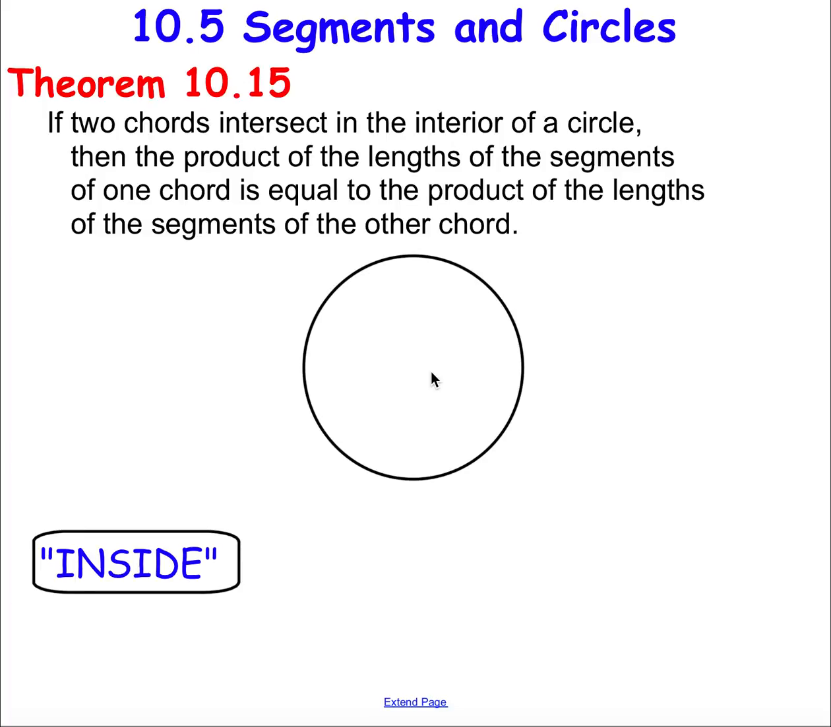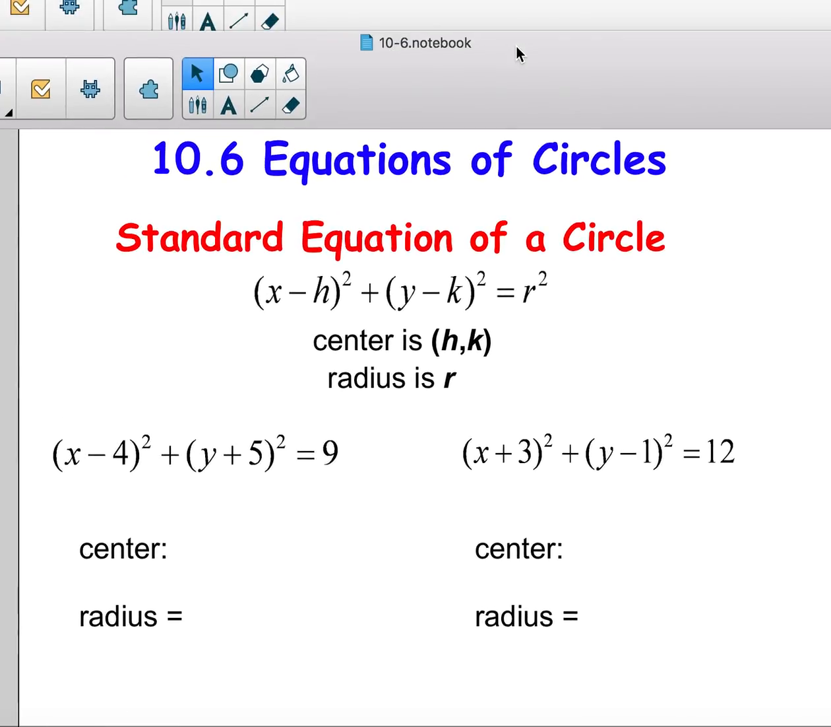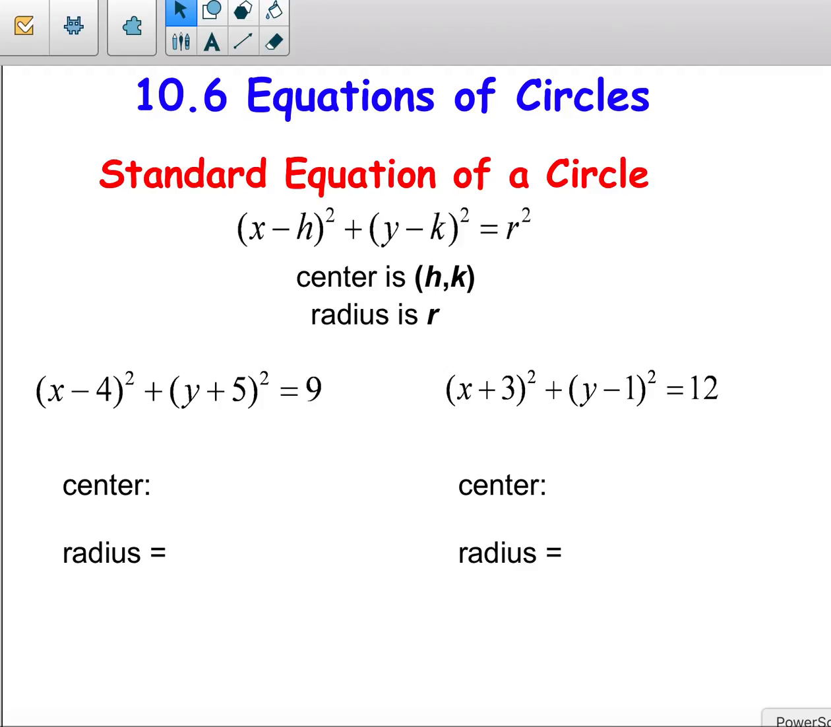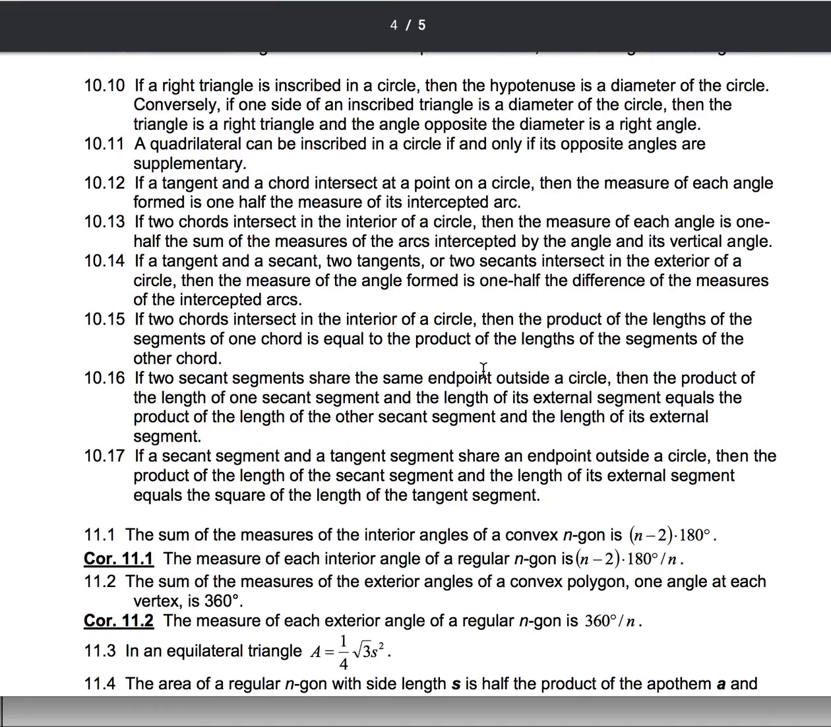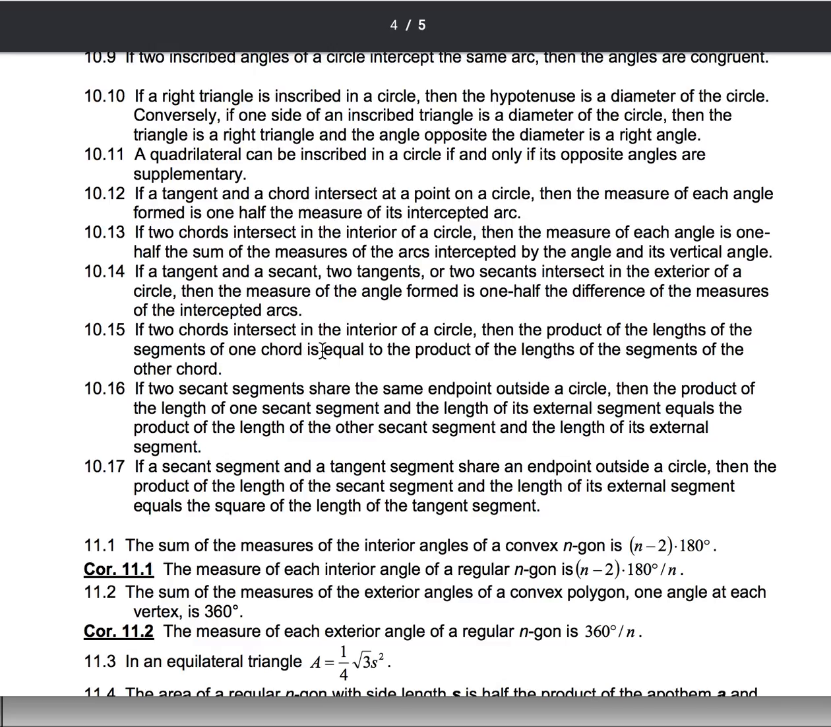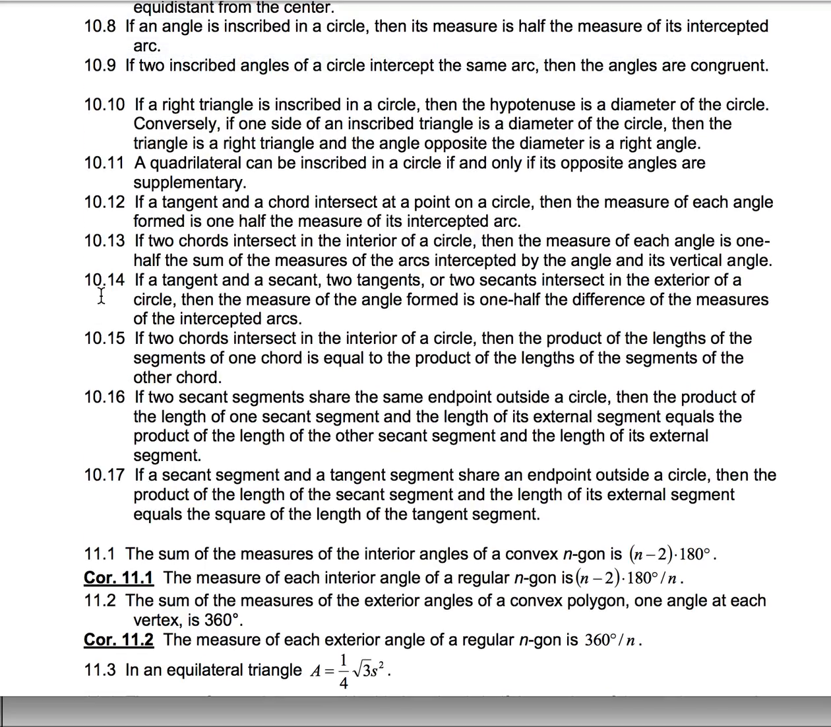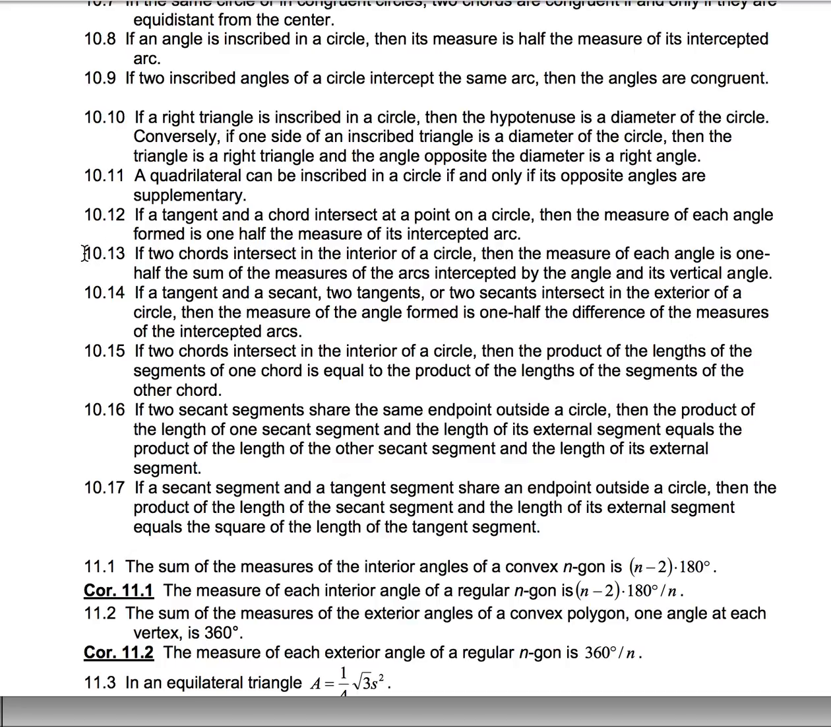Okay, so we've been spending a lot of time in this chapter analyzing the relationship between different types of angles and circles. And we just barely touched on different types of segments and circles last class with theorem 10.14, I believe it was. Let me see if I can find it really quickly. Yeah, theorem 10.14. And really theorem 10.13 too.